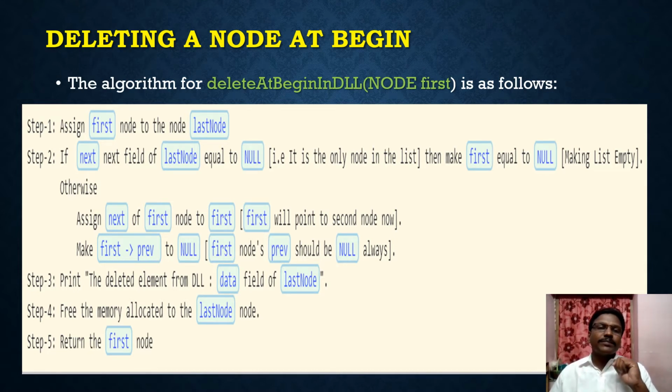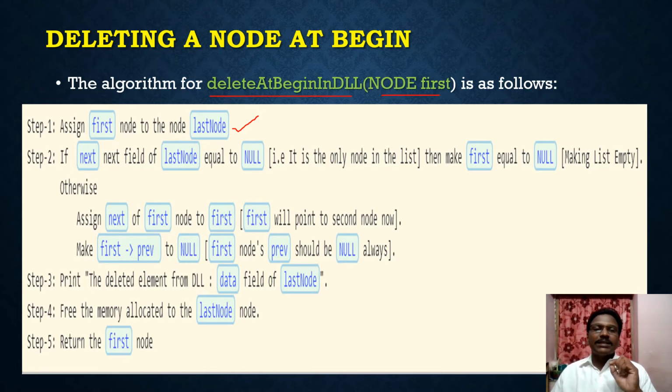In this algorithm, delete at begin in DLL is the function in a double linked list. In this function, node first is the argument. Here is the first step: assign first node to the node last. It means after the statement execution, last and first are representing the same location.